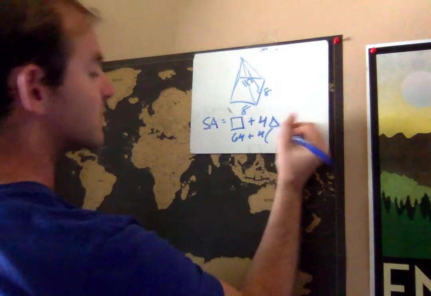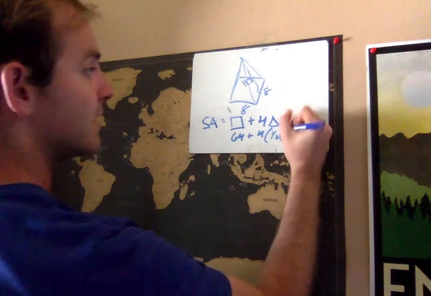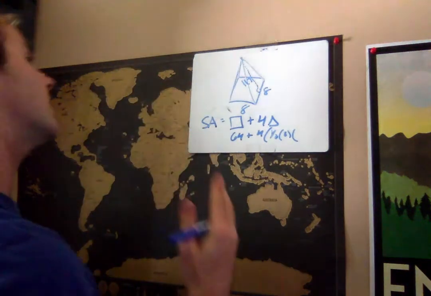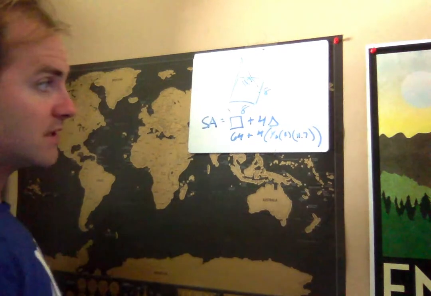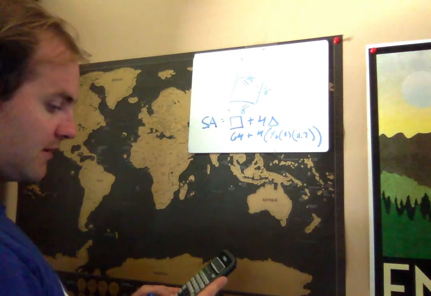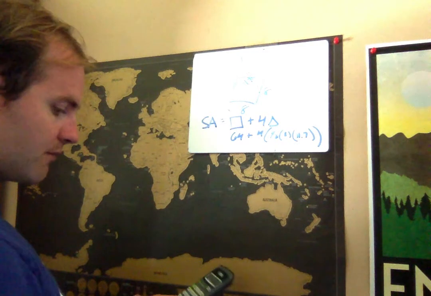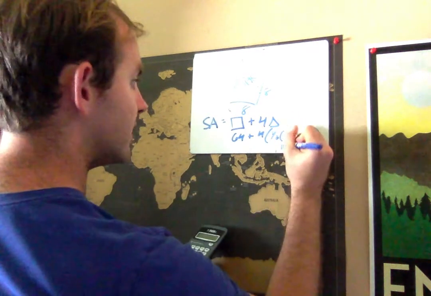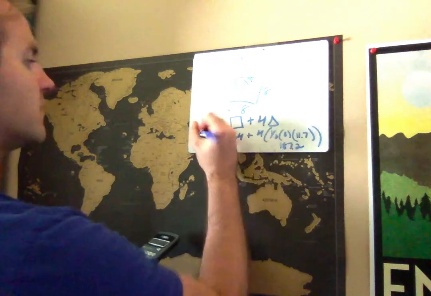Now the area of a triangle is a little bit more complicated, right? It's going to be 1/2. The base is 8, and the height, which I'm going to call slant height because it's kind of along the side there, right? That's going to be 11.7. So let's actually do some math. So 11.7 times 8 divided by 2 times 4. That's 187.2. And I'm going to add that to 64, and I get 251.2.